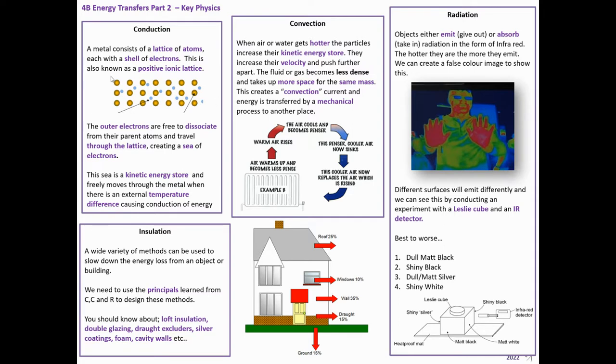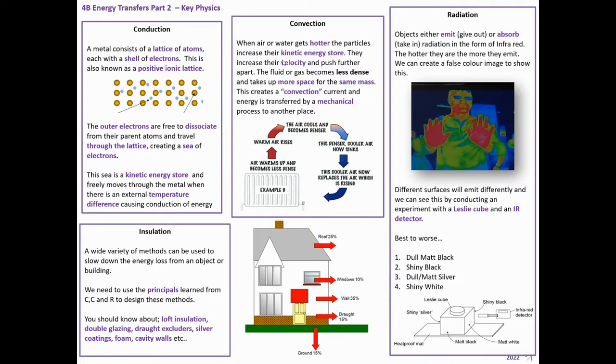So conduction is all about a lattice of atoms, each with a shell of electrons, known as a positive ionic lattice. So you can see here electrons and the positive metallic ions. The outer electrons dissociate from the parent atoms, travel through the lattice, creating a sea of electrons. This sea is basically a kinetic energy store, and it freely moves through the metal when there's an external temperature difference, causing conduction of energy, not only electricity, but also energy.